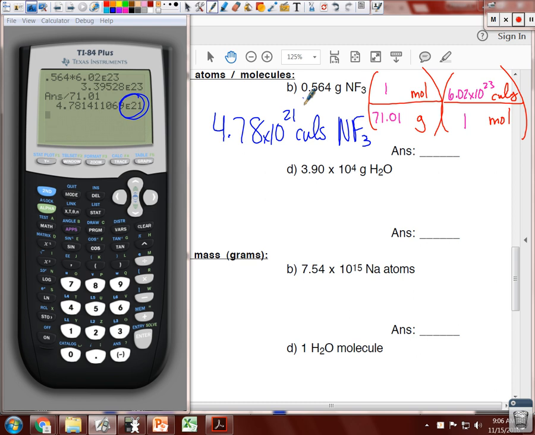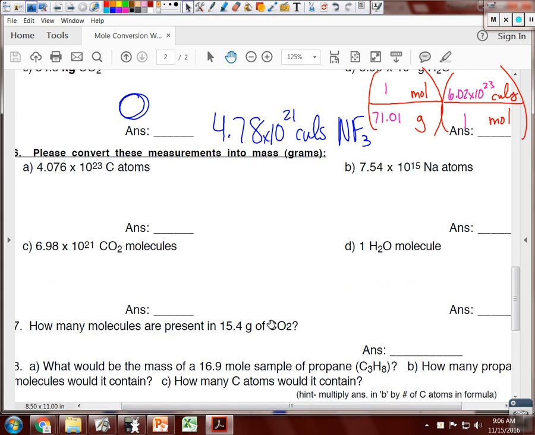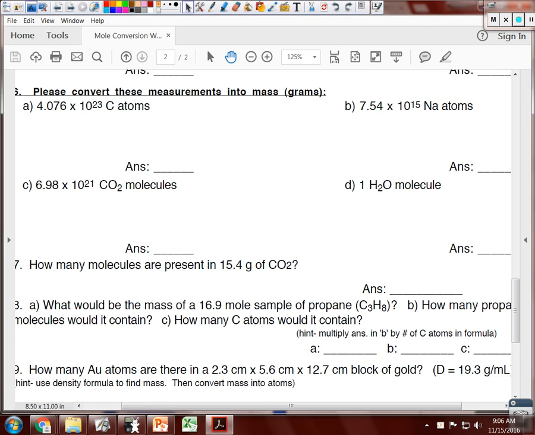All right, so let's look at an alternative version to this. And I'm going to do one with you guys. I'm going to let you kind of jump on your own on this one. So look at number 6A. 6A says, please convert these measurements into grams. So we're going from 4.076 carbon atoms into grams.